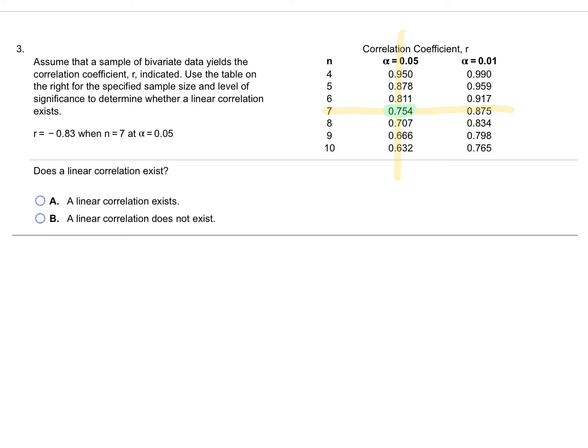And so remember that when you're comparing the R value, the correlation coefficient, you're looking at the absolute value of that. So the absolute value is just the positive value. So we're comparing 0.83 compared to 0.754. If your R is greater than the value from the chart, then a correlation does exist. So since 0.83 is greater than 0.754, we can say that yes, a linear correlation exists.